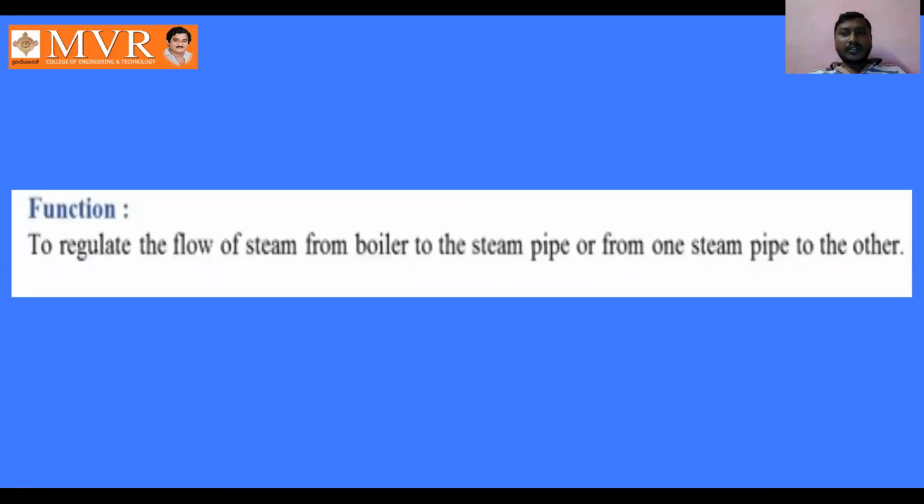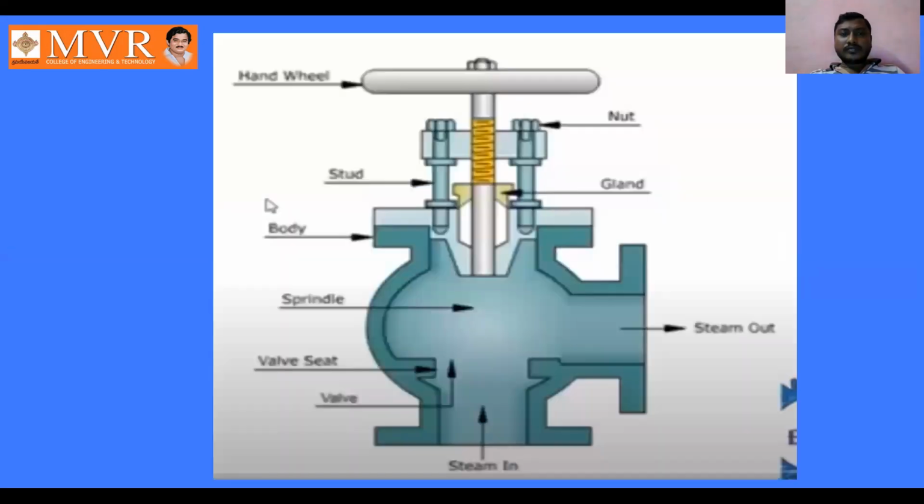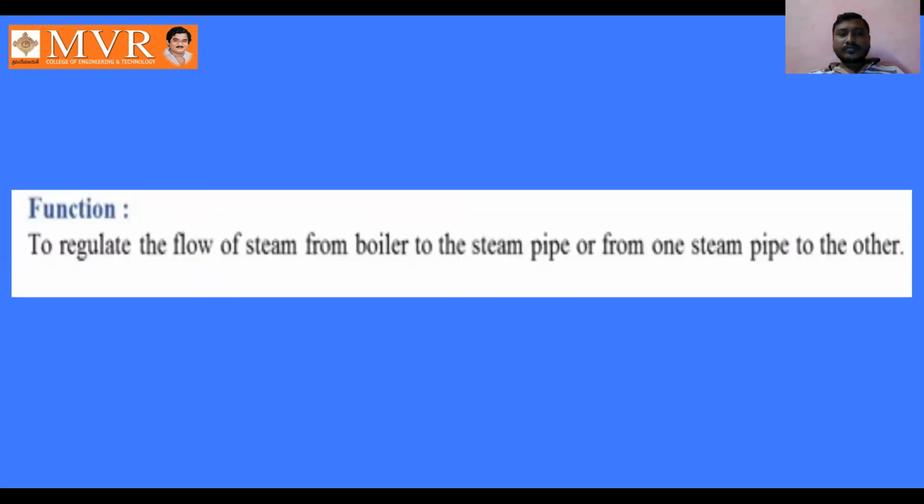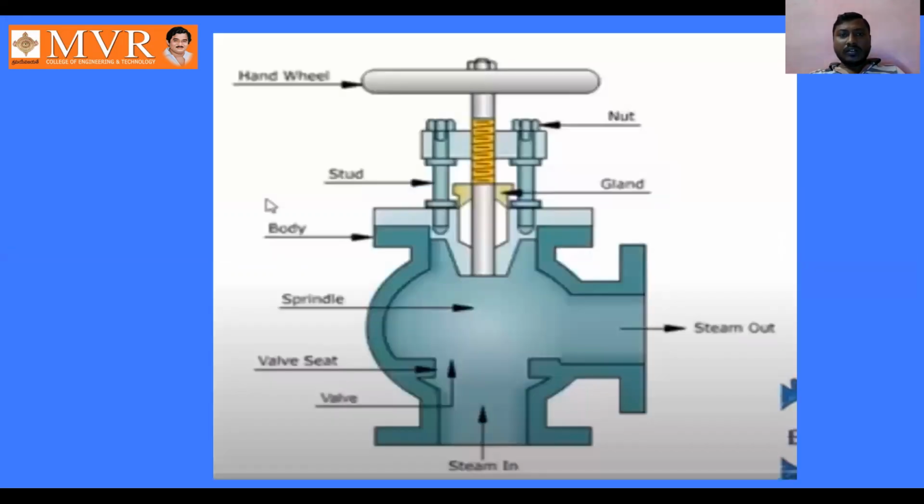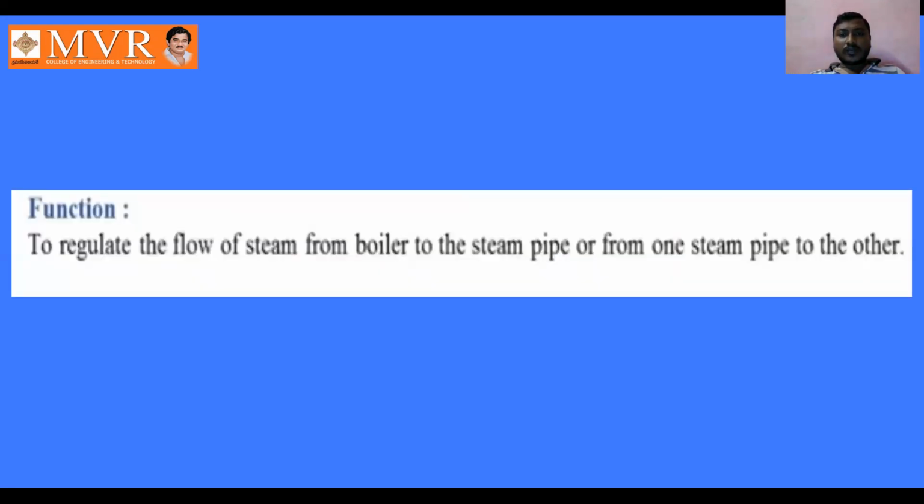See, coming to the functioning of this steam valve, it is to regulate the flow of steam from the boiler to the steam pipe or from one steam pipe to another. See, this is the function of the steam stop valve. We are going to regulate the steam from the boiler to the steam pipe or from one steam pipe to the other, which is nothing but the function of the steam stop valve here.